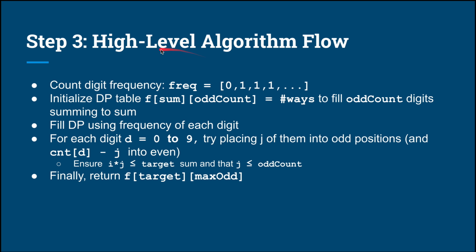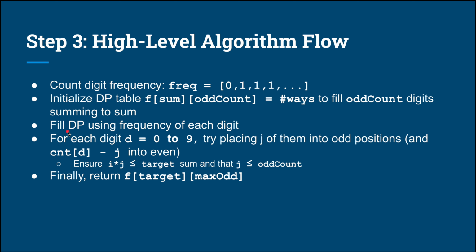Then we need the high level algorithm flow. We will take the DP and do the frequency count, right? So we'll count the frequency like this, and then initialize the DP. So DP at f of sum and odd count, we'll find the ways to fill the odd count, and we'll keep summing to the sum.